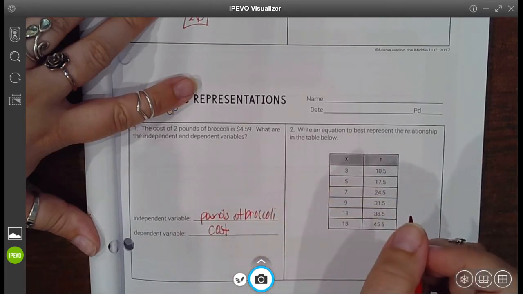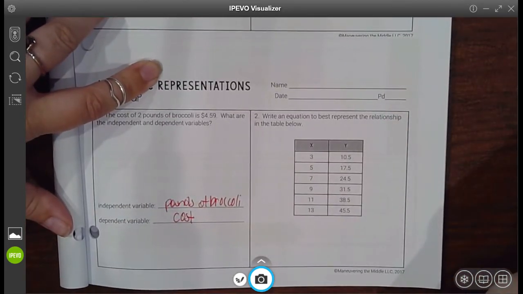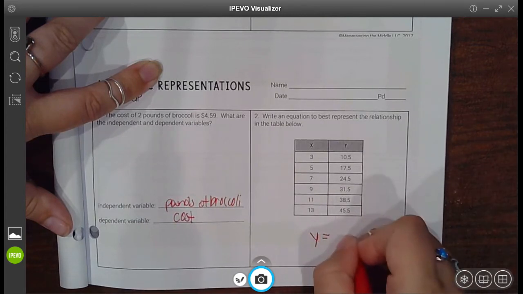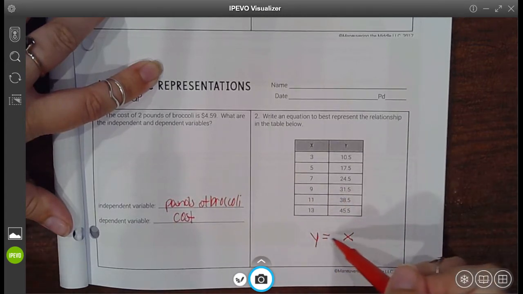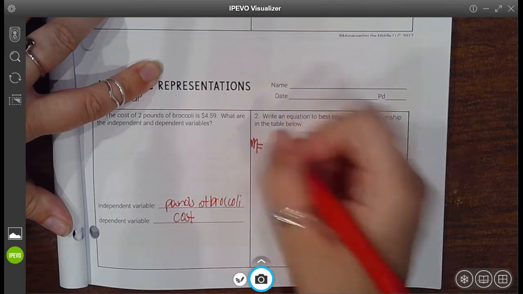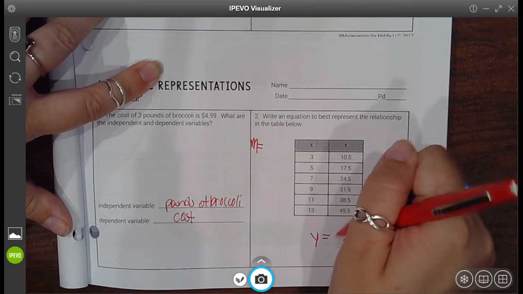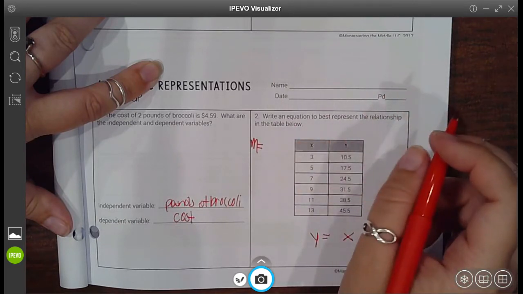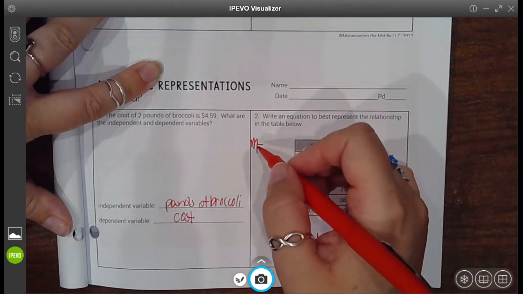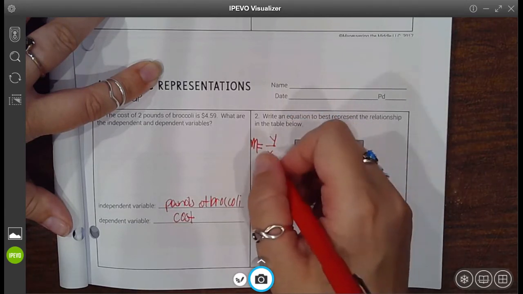Okay, next one, write an equation to best represent the relationship in the table. So they want y equals something x, and we need to determine what that constant is. Sometimes we use a, but sometimes you'll also see them use an m, basically any variable, but the most common one they use to represent the number that's going to go in front of your x is a or m. The constant is usually the change in y over the change in x.